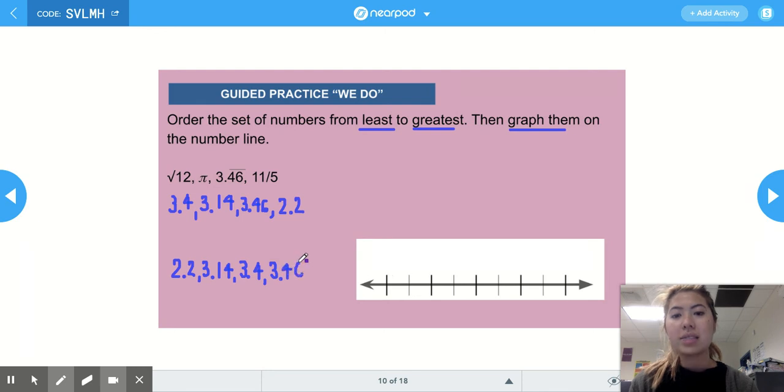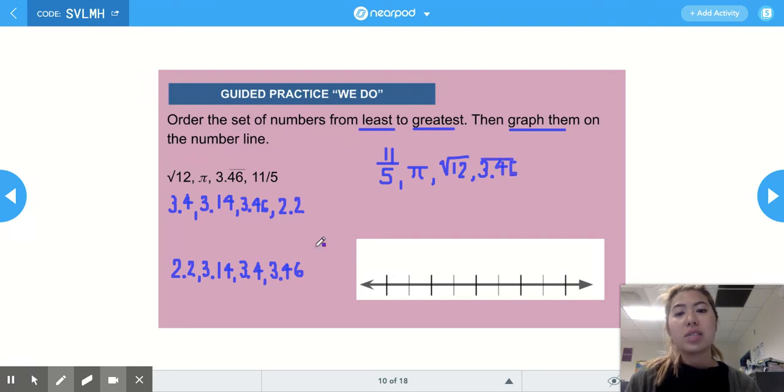Our last step is to order the real numbers from the decimals, but turning it back to its original form from the problem. So we have 2.2, which originally was 11 over 5. So that's the form that we're going to return it back to. Then we have 3.14, which originally was pi. 3.4 was originally square root of 12 in this problem. And lastly, 3.46 was in decimal form, so we are just keeping it the same.